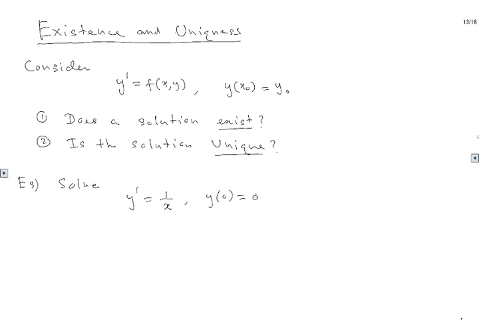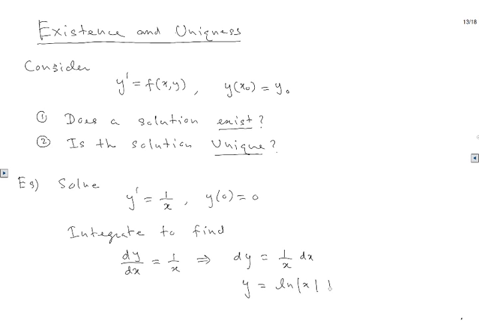What we normally do in this case is integrate. So we integrate to find dy over dx equals 1 over x. You can separate the two variables, so you get dy equals 1 over x dx. This is very simple. You can integrate both sides, and once you integrate both sides, you get y equals ln x plus c.